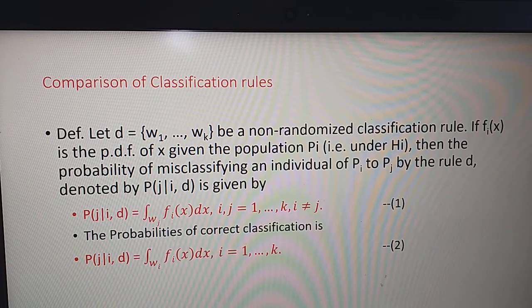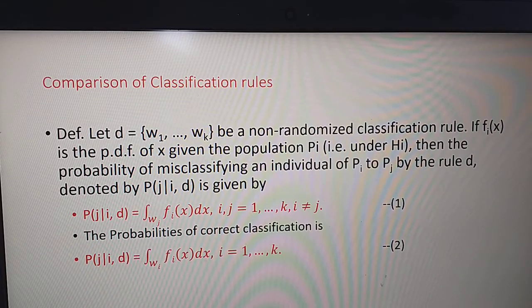Here we have some definitions and some concepts. It is regarding comparison of classification rules, as we did in decision theory also. The first definition: let D = (W1, W2, ..., Wk) be a non-randomized classification rule.